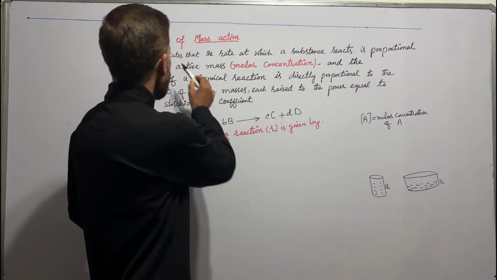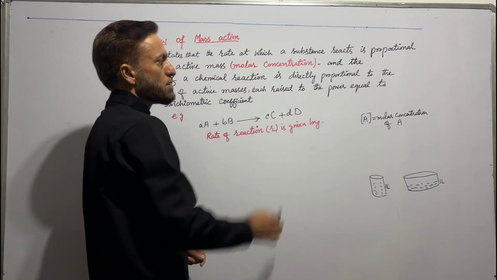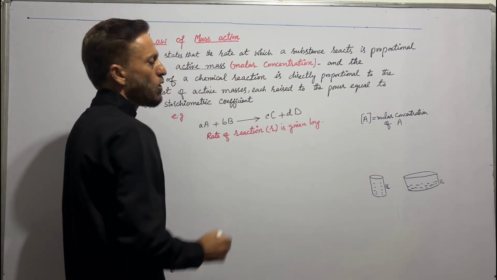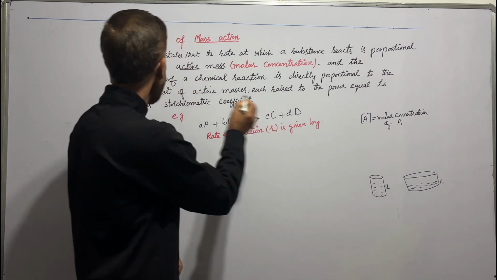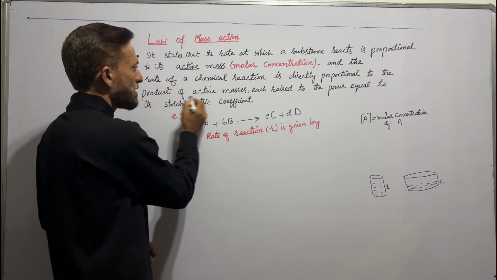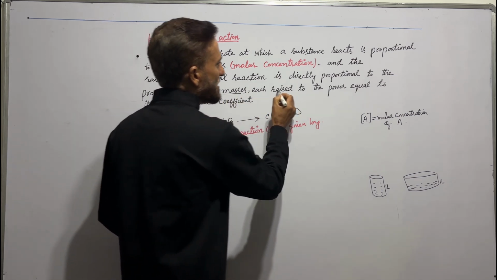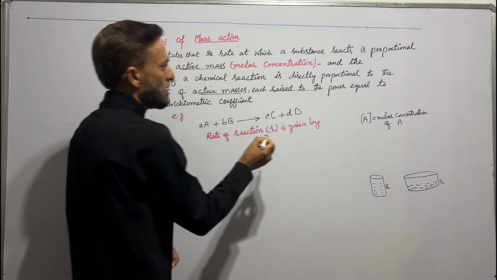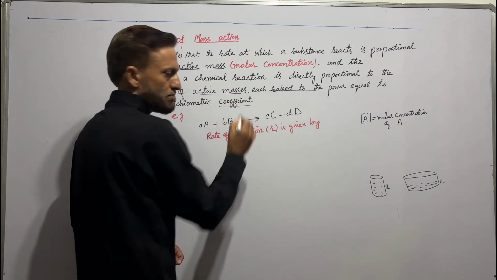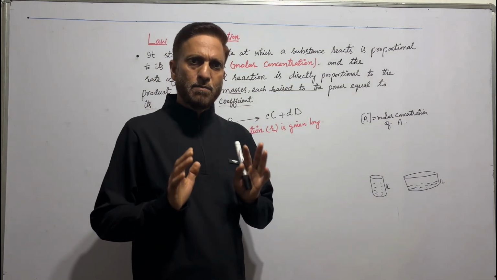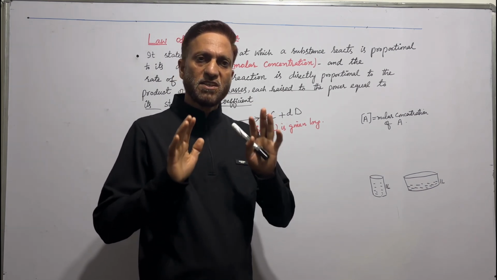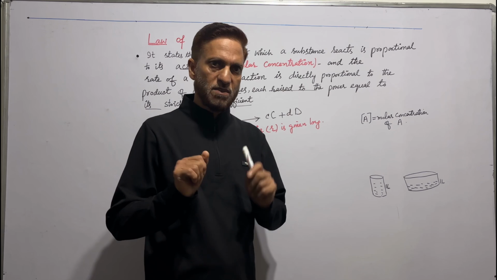Law of mass action. It states that the rate at which a substance reacts is proportional to its active mass or molar concentration, and the rate of a chemical reaction is directly proportional to the product of active masses, each raised to the power equal to its stoichiometric coefficients. Law of mass action is about the rate of a chemical reaction, and the rate of a chemical reaction is directly proportional to its active mass.